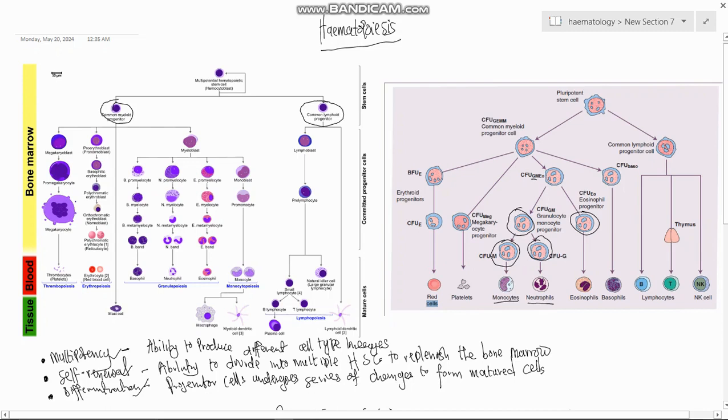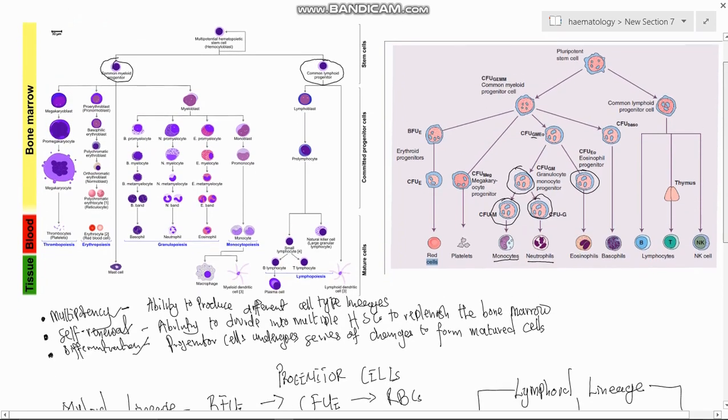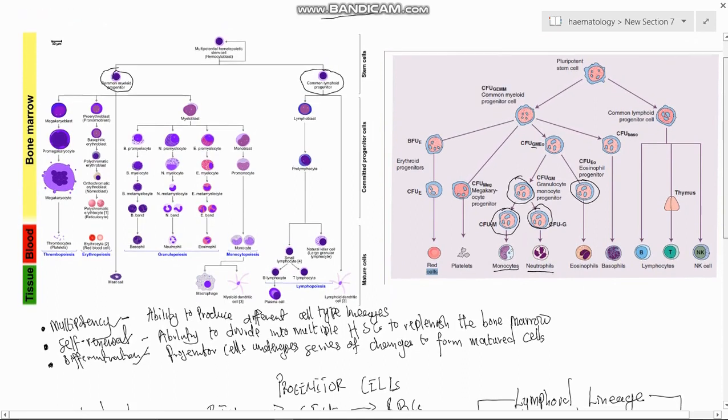And we can also see thymus. This is where the lymphocytes are matured, in the thymus. So basically, this is what hematopoiesis is about. So first of all, we have to know that multipotency ability. That is the ability to produce different cell type lineages, and that ability is specifically for the multipotential hematopoietic stem cells, or the hemocytoblast. Another name for it is the hemocytoblast.